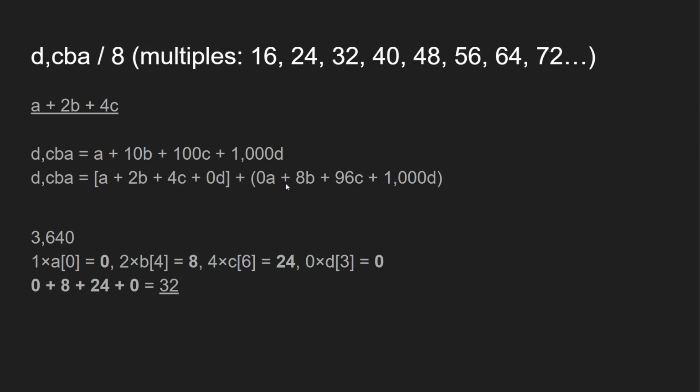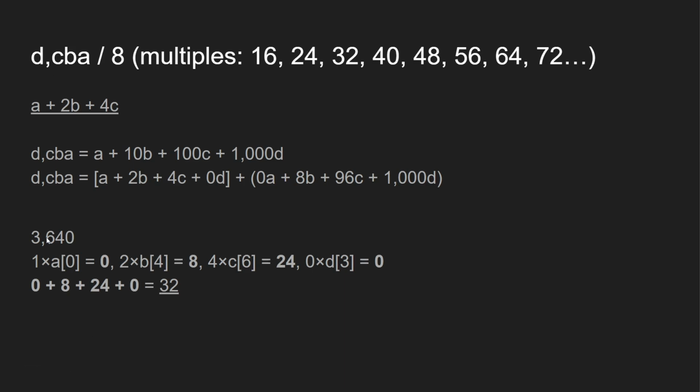And 0a plus 8b plus 96c plus 1000d. This number here is divisible by 8. 8 is divisible by 8, obviously. 96 is divisible by 8, obviously. So all we need to do is figure out if 4 times this number here plus 2 times this digit here, plus a, is divisible by 8.